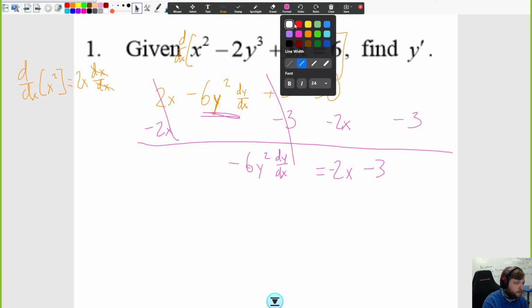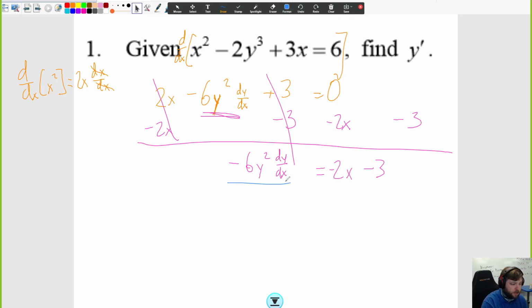Now, to isolate the dy dx, your next step would be just to divide by everything attached to it. And this whole thing. So these all cancel out. Left with dy dx. So yeah, you get that. And that's going to equal just this nonsense. Now, can you simplify this? Sure.